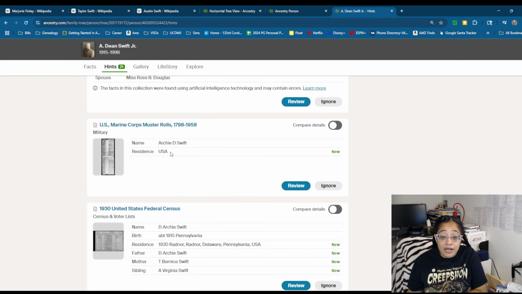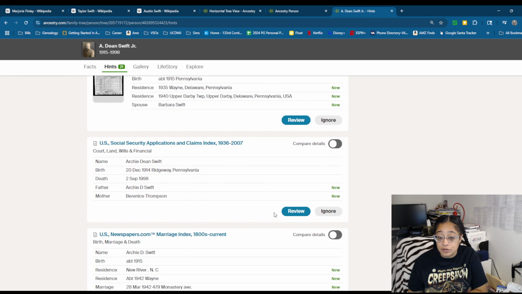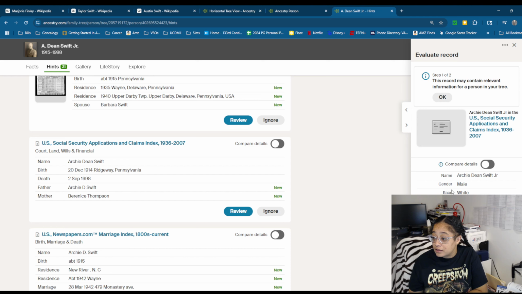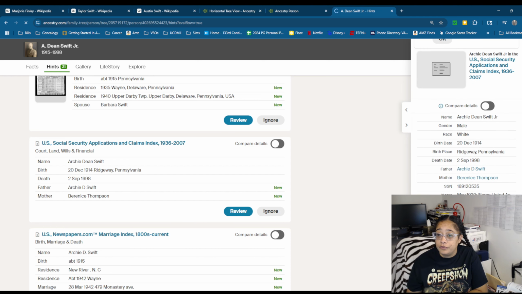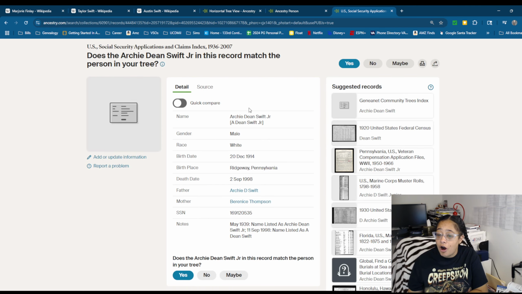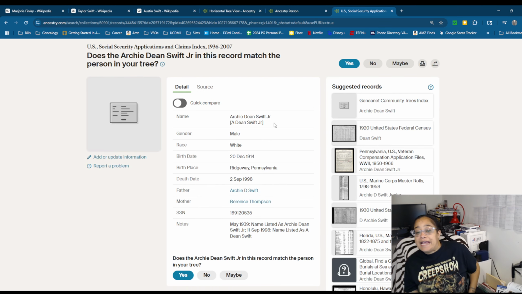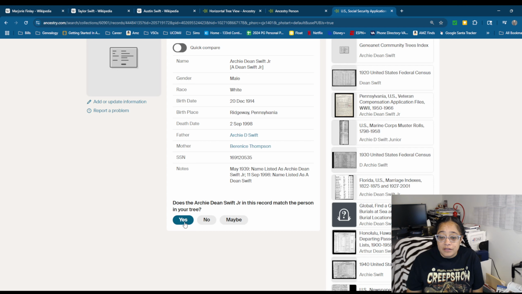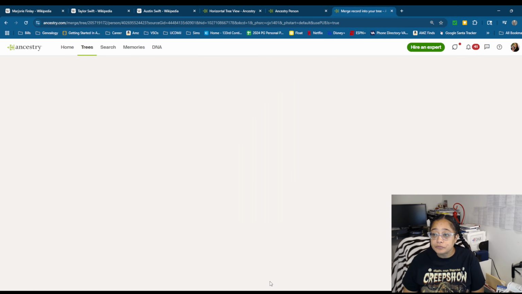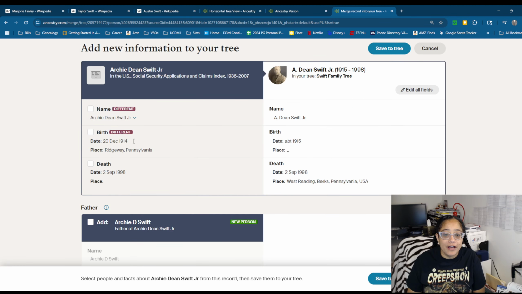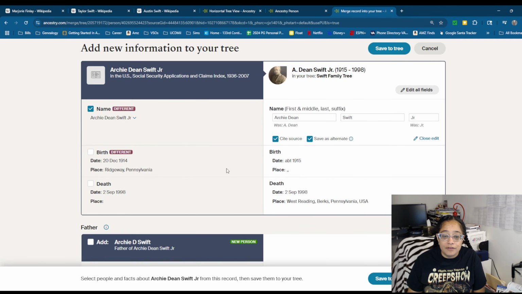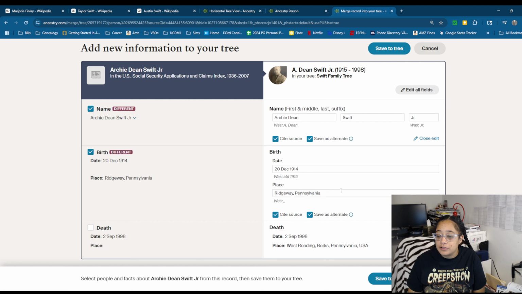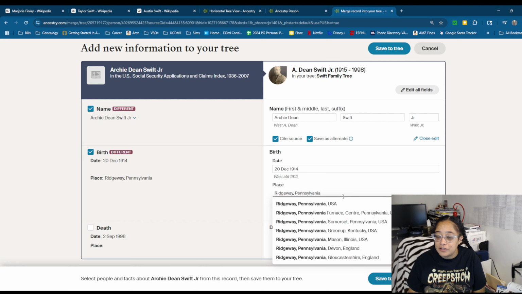Okay, so I'm going to click on the Social Security Applications and Claims Index, and I'm going to do View Record Page. Okay, so Archie Dean Swift Jr., that's what that A stands for. Birth date, birthplace, full death date, and then his father's name and mother's name with maiden name. So this looks great to me, and we are going to click and save as alternate, and then make sure we have the full information for the place.